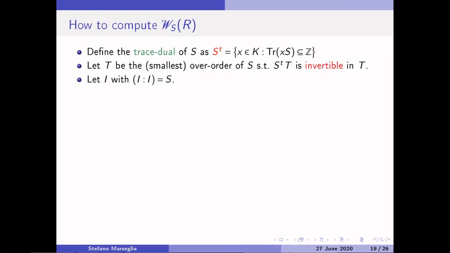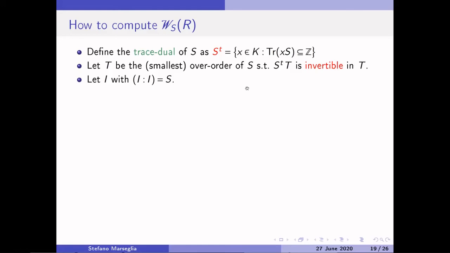So let T be any overorder of S such that the extension of S^t is invertible in T. So we are really modifying now this idea. We want something strictly bigger than S, and we want the S^t times this overorder T to be invertible in the order T. So there always exists such an overorder. You can take T to be the maximal order, right? So when you extend any ideal to the maximal order, this is going to be invertible. But for computational efficiency, we want this order to be the smallest possible that satisfies this property.